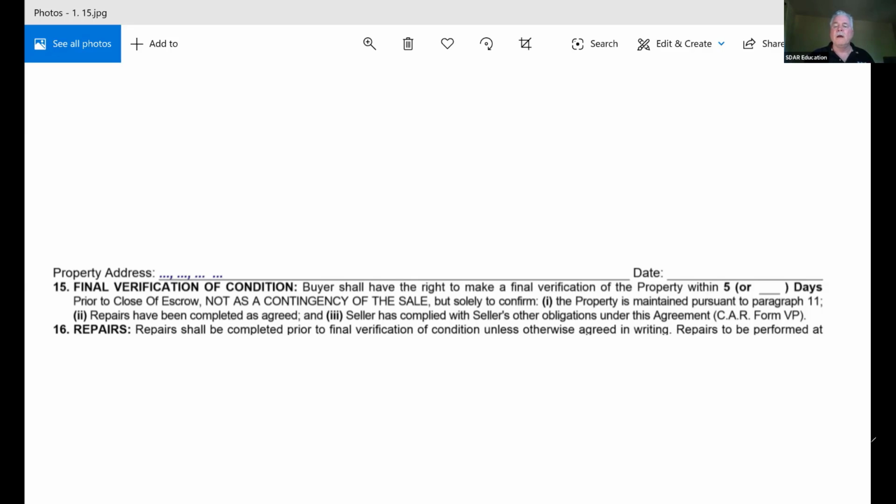Okay, so number 1, property's been maintained in the condition as it was at the time of the offer. Number 2, repairs have been completed as agreed, and as it says in the contract, the repairs will have been done in a workmanlike manner. Addressing that issue, we're going to talk about that in paragraph number 16. Maybe I'll just go into that then.